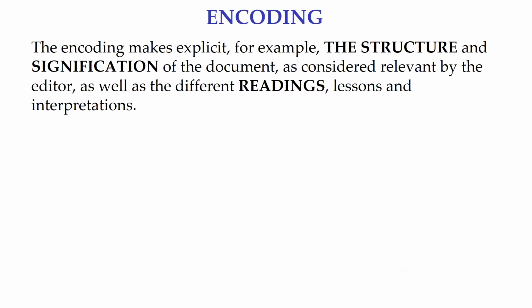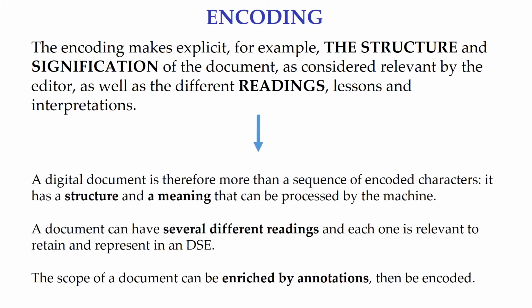Okay, but moreover, the encoding makes explicit, for example, the structure and the signification of the document as considered relevant by the editor, as well as the different readings, lessons, and interpretations. A digital document is therefore more than a sequence of encoded characters. It has a structure and a meaning that can be perceived by the machine. A document can have several different readings, and each one is relevant to retain and represent in a digital scientific edition. The scope of a document can be enriched by annotation, then be encoded. A code is a convention on which the editorial decisions are structured and represented.